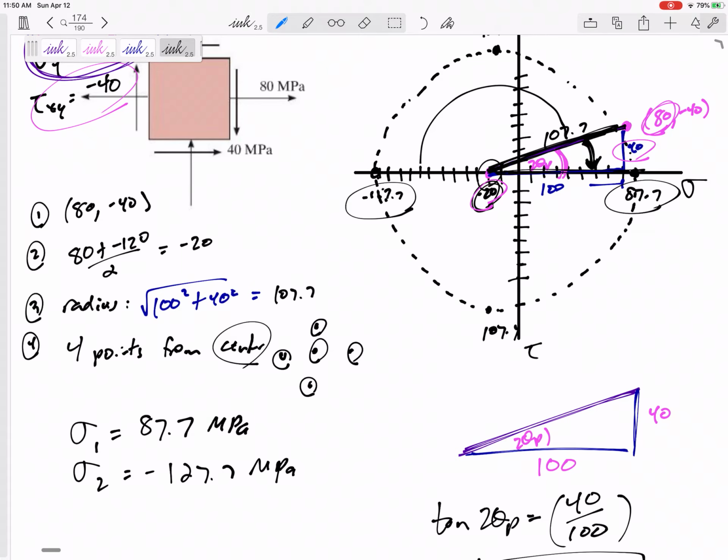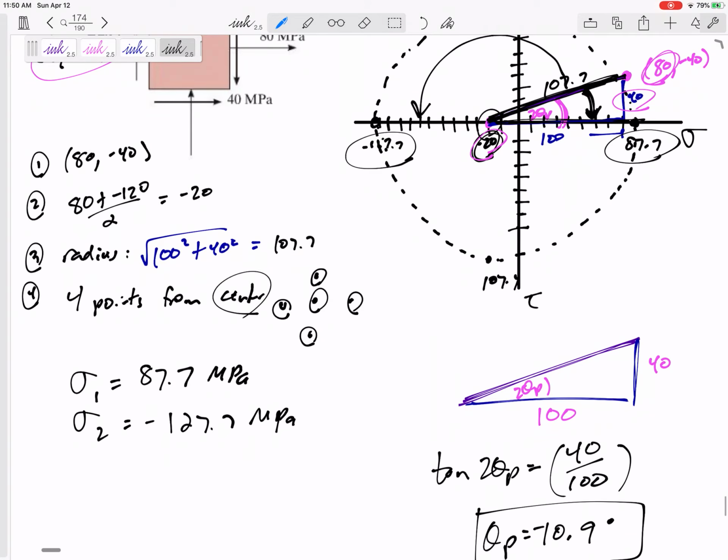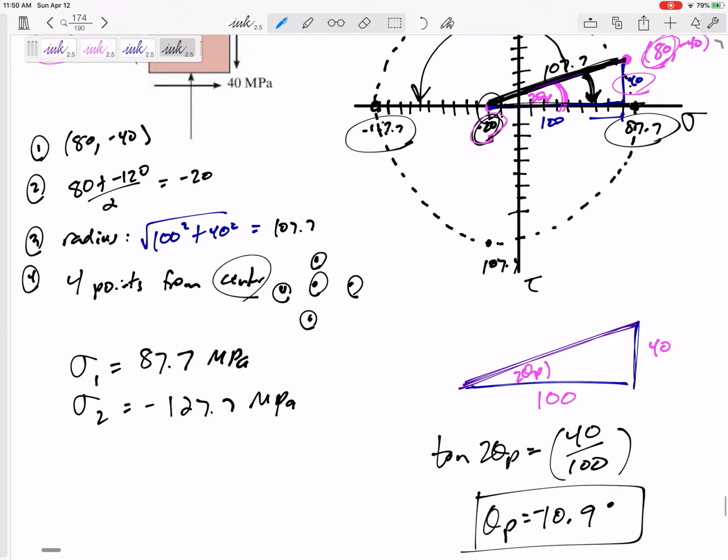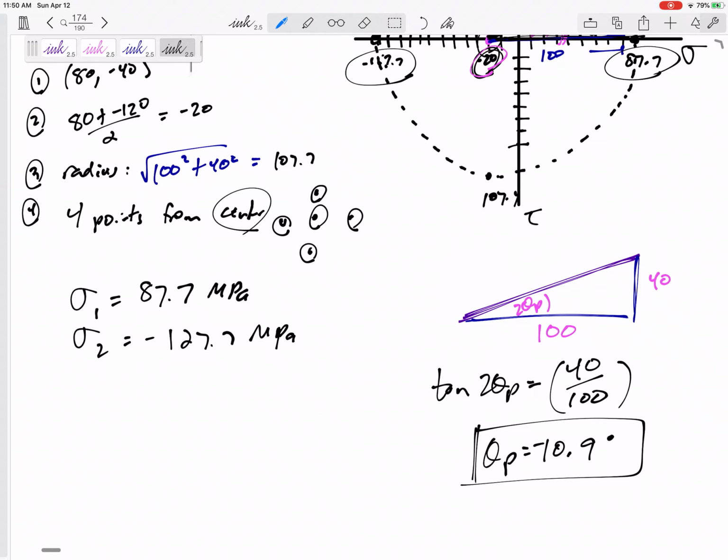If you had gone around this way and done 2 theta P that way, that would have been fine, and you divided by 2, you would have gotten positive something, and your answer would have been the same, just 90 degrees away from my answer. Okay, here we go. Sigma 1 and sigma 2 are 87.7 and negative 127.7. Theta P is negative 10.9.